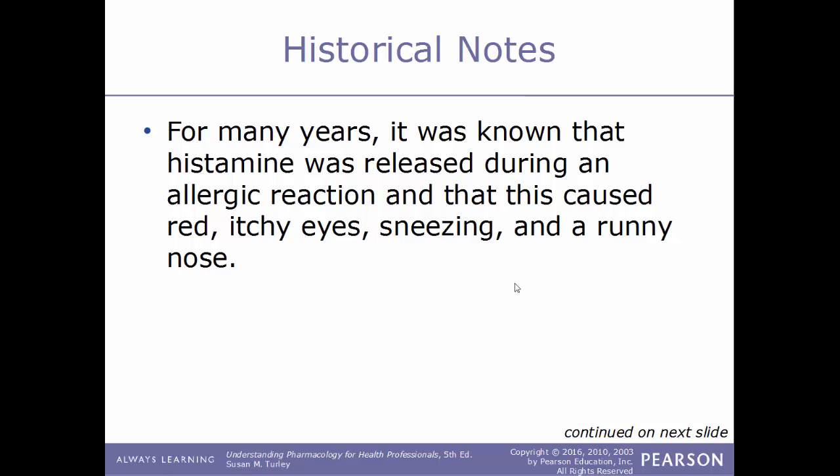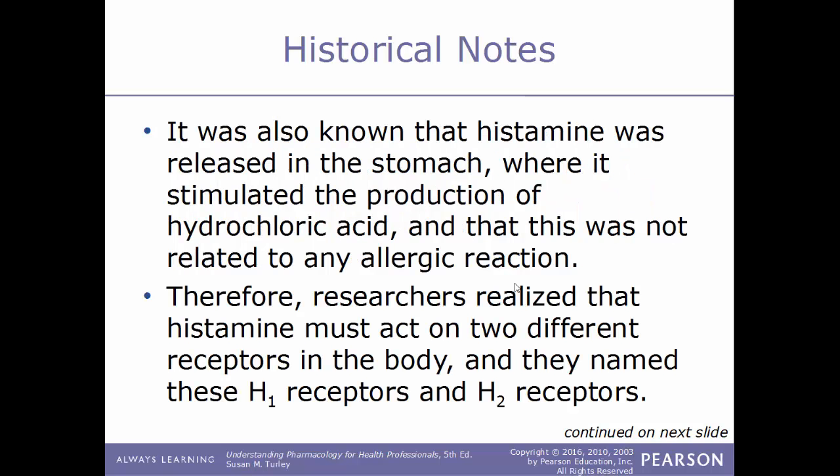For many years, it was known that histamine was released during an allergic reaction. And this is what causes you to have the red eyes, the itchy eyes, the sneezing, runny nose. All the common allergic reactions that you get are due to the release of histamine. It was also known that histamine was released in the stomach, where it stimulated the production of hydrochloric acid. But this was not related to any type of allergic reaction.